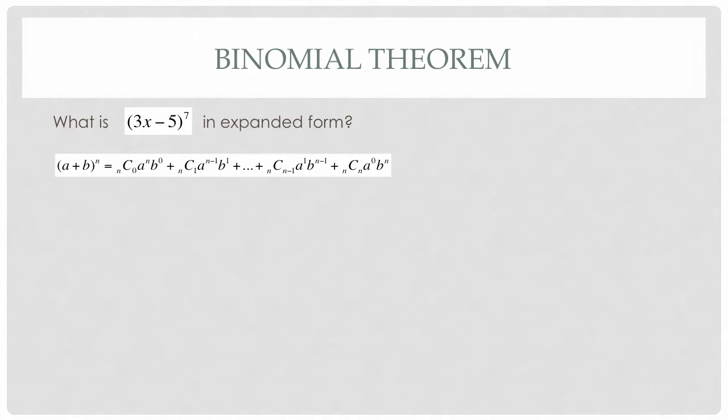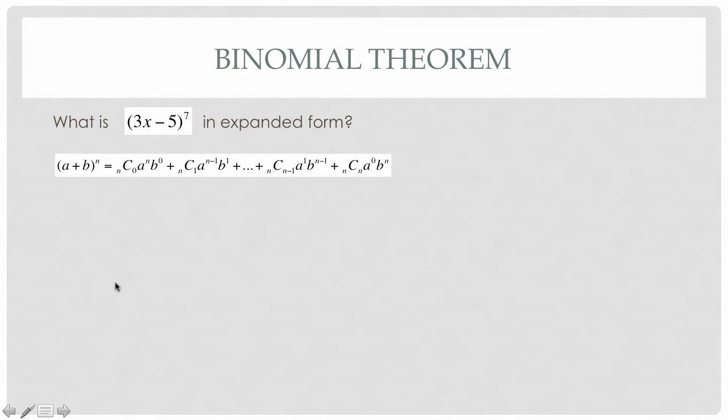Okay, so let's do this. We have (3x - 5) to the 7th power. This would be quite large and complicated to just multiply all out using the distributive property. So instead, we're going to use the binomial theorem and make it a little bit easier.